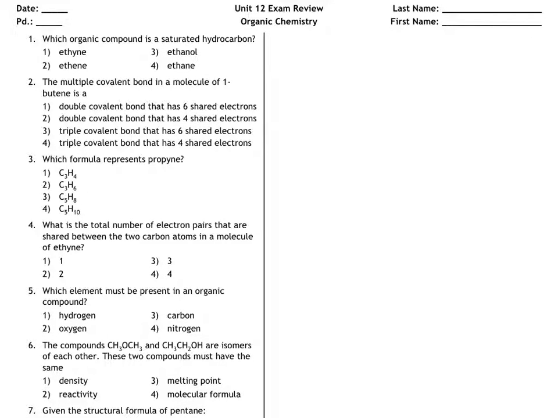Okay guys, in this lesson we're going to be doing our Unit 12 exam review for organic chemistry. Number 1 asks, which organic compound is a saturated hydrocarbon? So saturated hydrocarbons are ones that contain only single bonds and whose name will end in -ane. So of course the best answer choice for number 1 is choice 4.